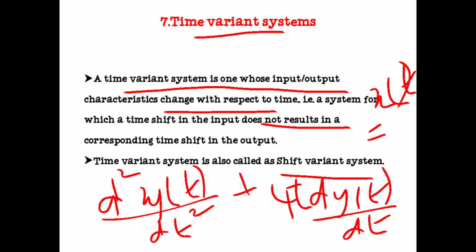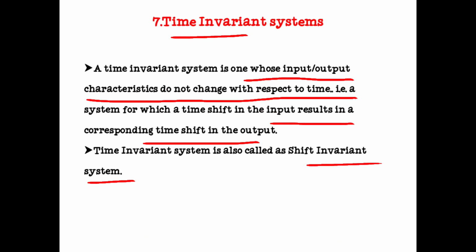So these differences you can write as example. The first difference is that input-output characteristics do not change with respect to time for a time invariant system. Second point, input results in the corresponding time shift in the output. Third point, you can write shift invariant system. Fourth point, you can write example.